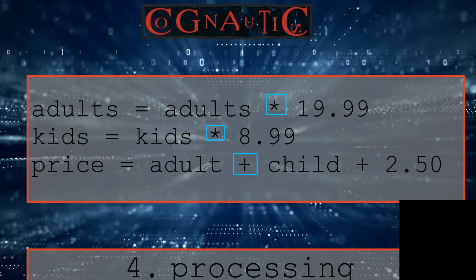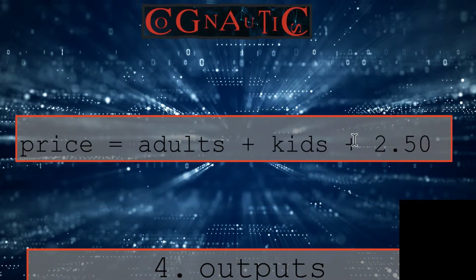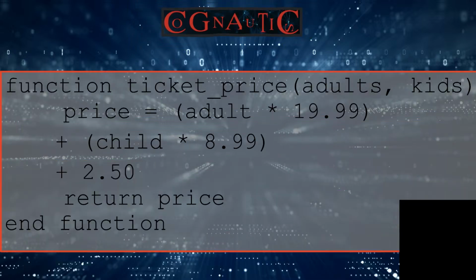If they can see that you've tried to get your head around the question, you've got some knowledge, they will always try to give you marks for it. The aim isn't to give you as low a mark as possible. I know it might seem that way sometimes, but that's not actually how it works. And then the outputs, price equals adults plus kids plus £2.50. We've just done that. So here is the final function.